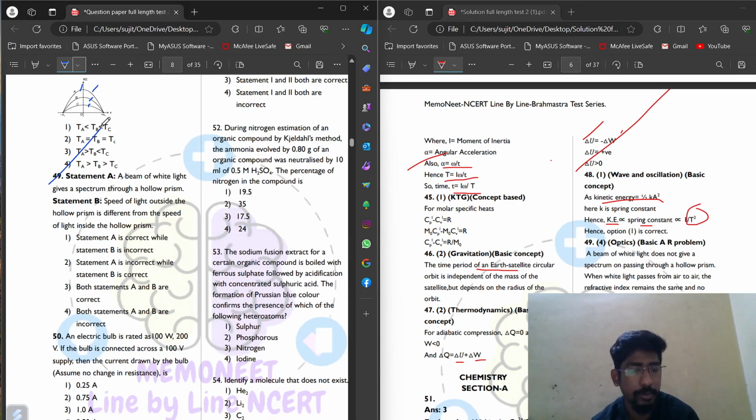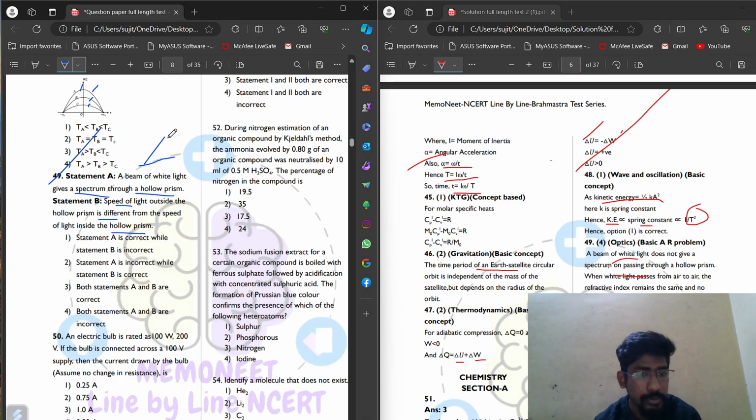Statement 49: a beam of white light gives a spectrum through a hollow prism. Statement B: the speed of light outside the hollow prism is different from the speed of light inside the hollow prism. This is correct, right? A beam of white light does not give a spectrum when passing through a hollow prism. It is a hollow prism.